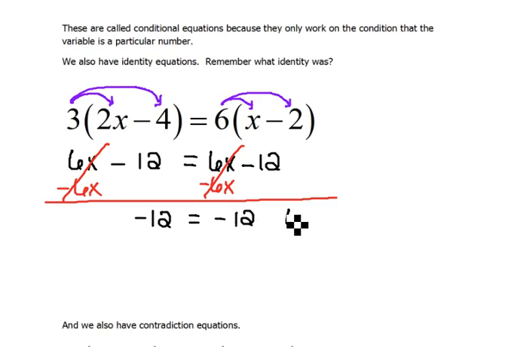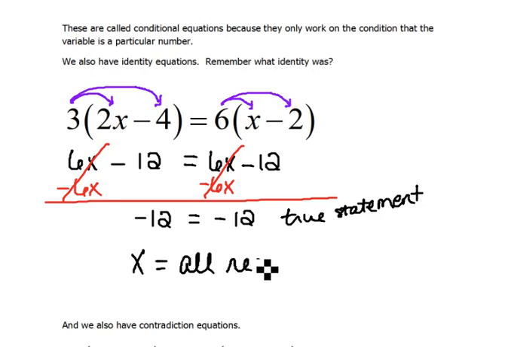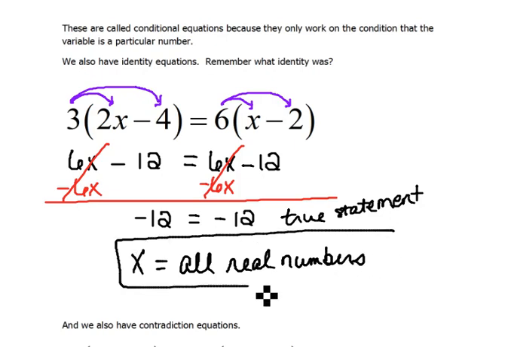Now that is a true statement. And notice that there are no x's in that true statement anywhere. It doesn't matter what x is. This will always be a true statement. So because of that, x will equal all real numbers. We could put in any x value that we want to in this equation, and it will end up being a true statement.